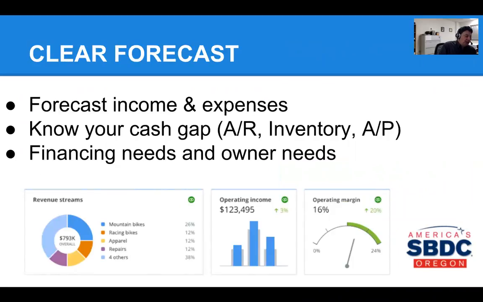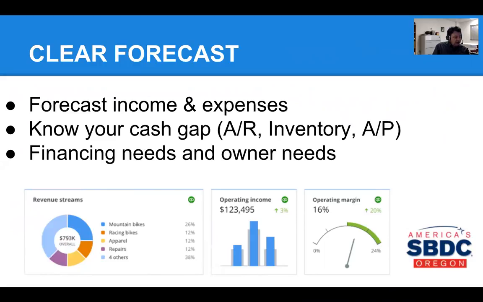So it's most important that as you come up with evaluating your funding needs, you have a clear forecast of your income and expenses. You understand your cash gap, which is basically the sum of cash gained or lost from accounts receivable, gained or lost from inventory, gained or lost from accounts payable. And I'm going to do a little demonstration with that in a second.